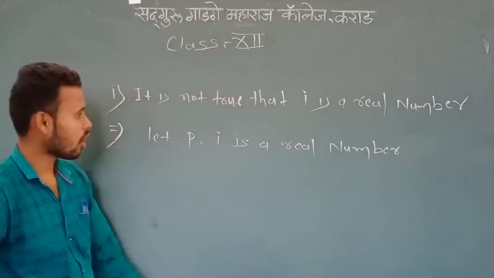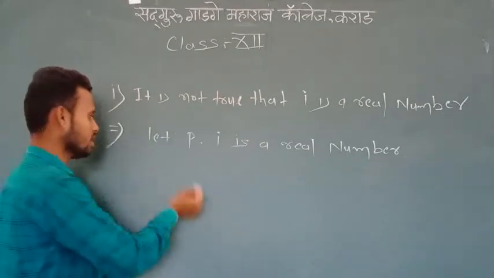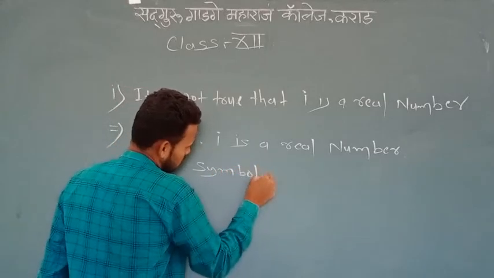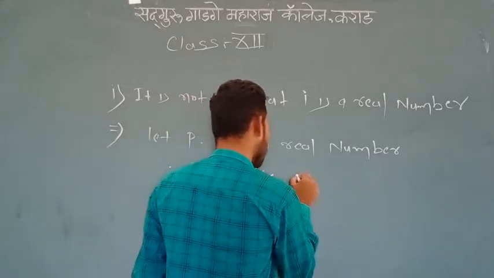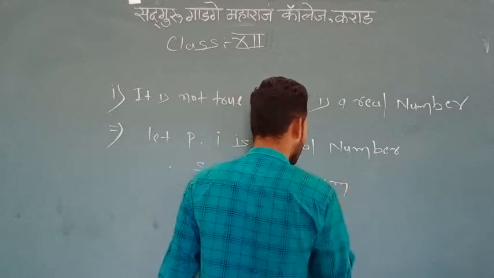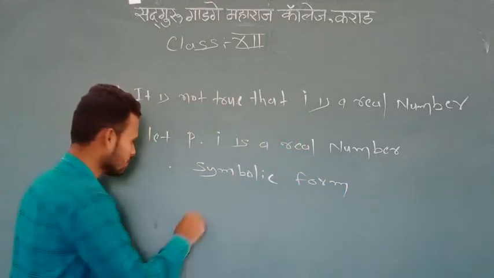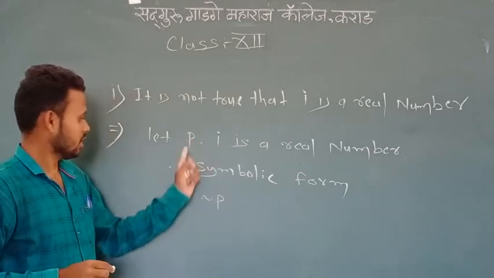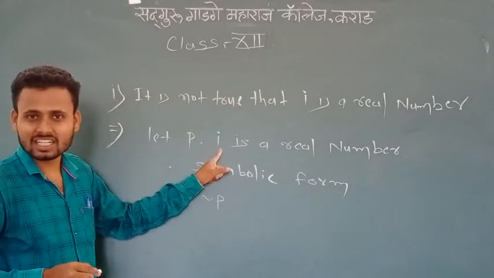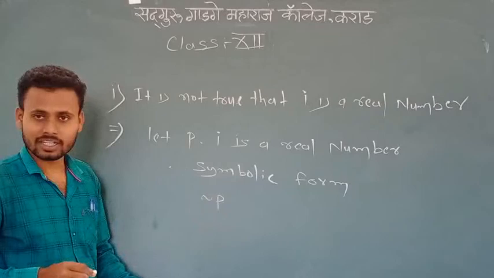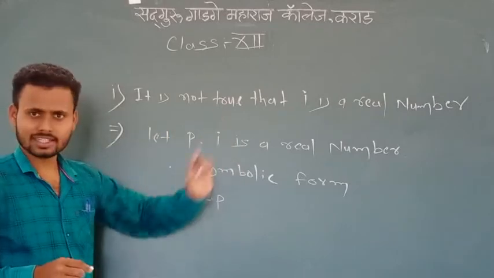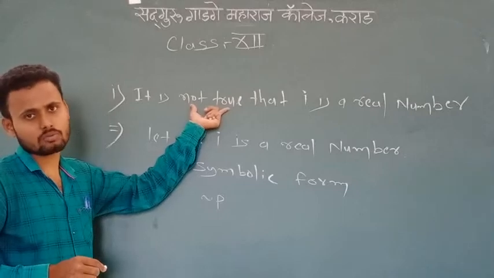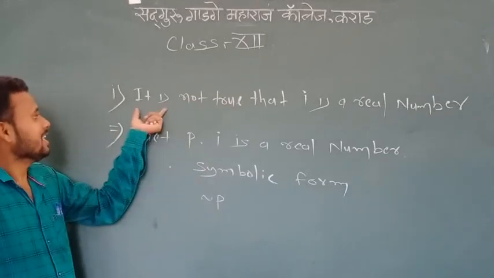Therefore, the symbolic form of the given statement is negation of P. P is the statement: i is a real number. The negation of that statement is: it is not true that i is a real number. This means we get the symbolic form of the given statement.